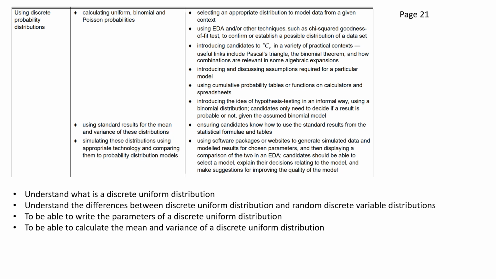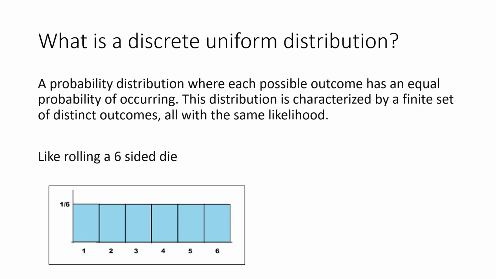By the end of this lesson, you should be able to understand what a discrete uniform is. You should know the differences between a discrete uniform distribution and a random discrete variable. You should be able to write the parameters of a discrete uniform distribution, and you should be able to calculate the mean and variance of a discrete uniform distribution.